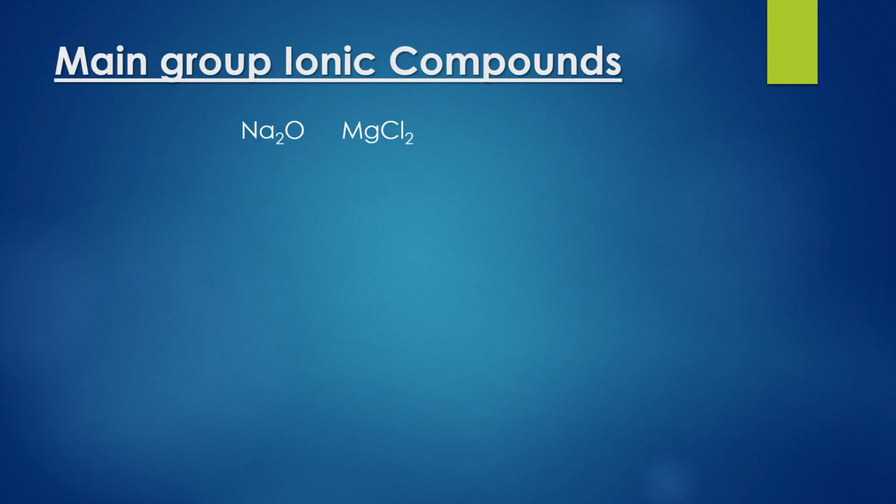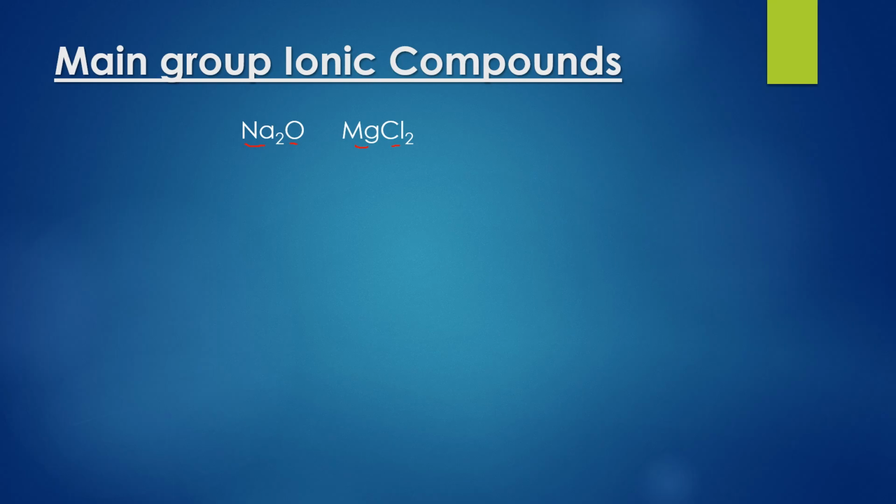So here are two examples of ionic compounds, and more specifically, their main group ionic compounds. And you can confirm that on your own. So the metal always comes first when we're looking at the chemical formula. So notice sodium is the metal, oxygen is the nonmetal portion in this first compound. The second compound, magnesium is the metal, chlorine is the nonmetal portion. So the metal always comes first.